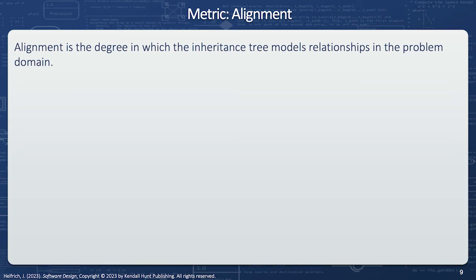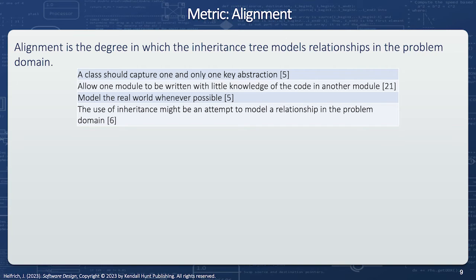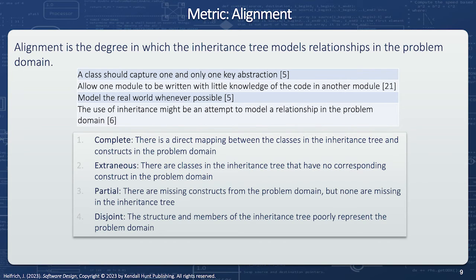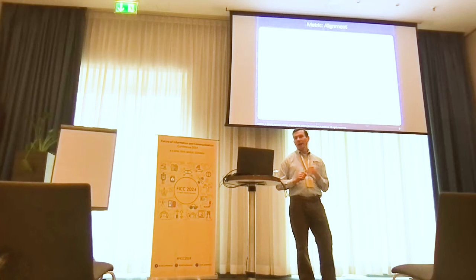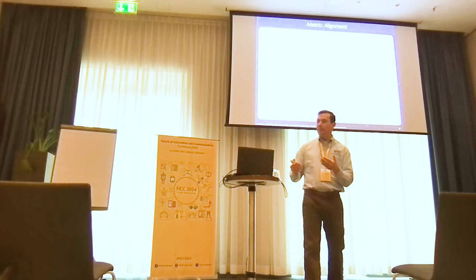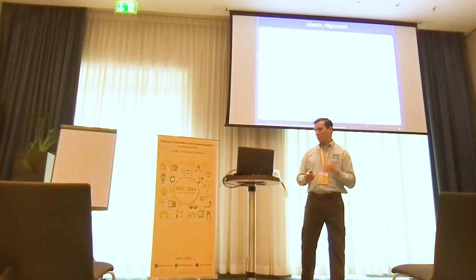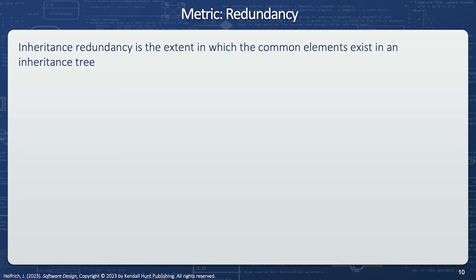We did the same thing with alignment, where we took our alignment, the degree to which the inheritance tree models relationships in the problem domain, and that corresponds to the best practices that map to alignment. And so we have face validity there as well. And how can we deal with reliability? We're going to take a look at the definitions of alignment from those best practices. We're going to come up with 4 different categories which will allow us to map a given inheritance design to the quality levels. And we'll do the same thing with redundancy.